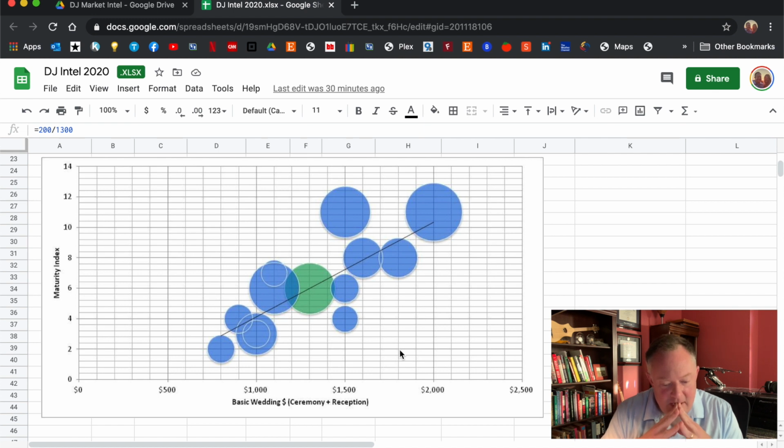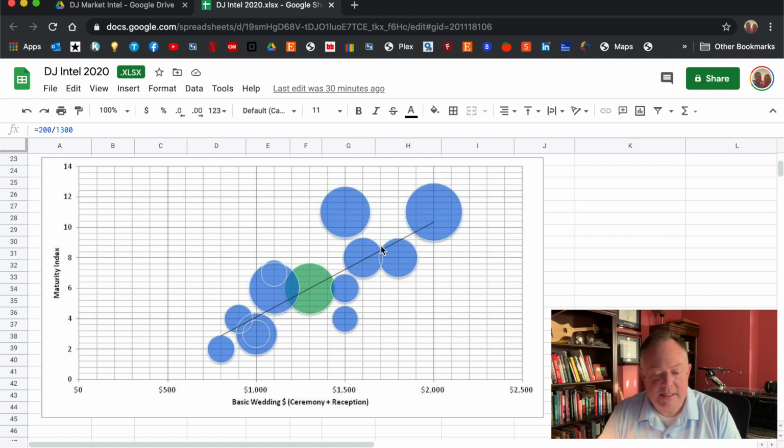So looking at this, and you can take my green bubble out, that's me, I'm the green guy. And if you did a trend line, basically you would see that if you're at maturity level 6, you should be priced at 1,300. So that's what I did. I put my bubble here on purpose. So I saw this data, this research, and I said, okay, so the market's telling me that if I'm at this level of maturity, and if I set myself at $1,300 per event, ceremony plus reception cost, then that would put me in parity with my market. So that's what I was going after.